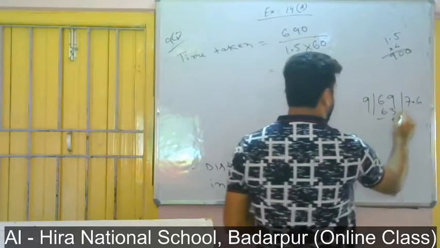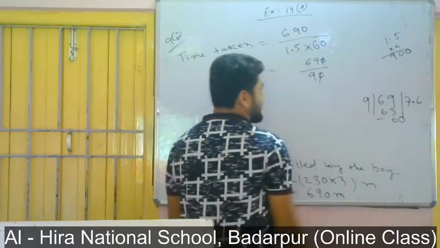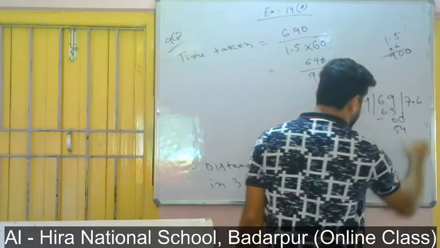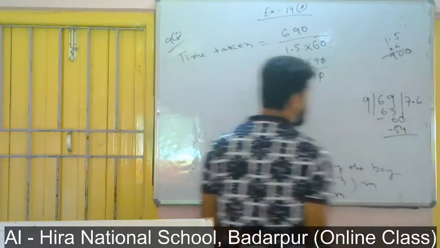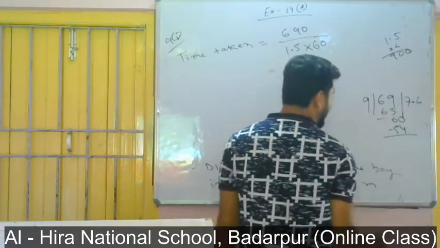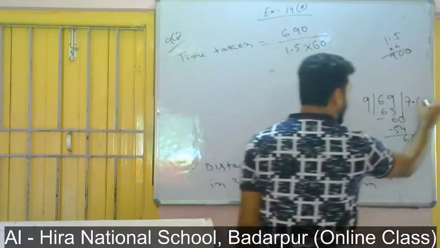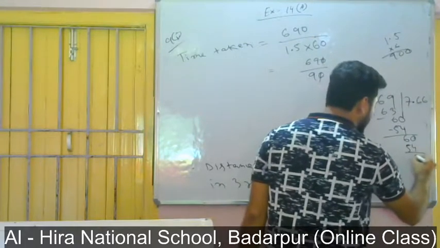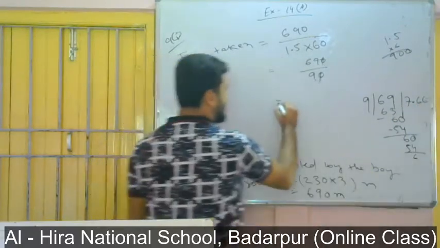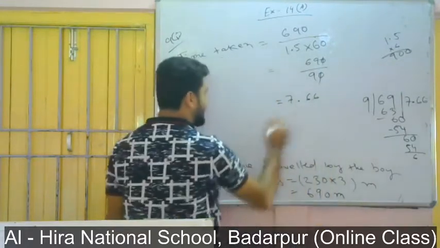Then point is there, so we'll put 10. Then 60, and 6 9 are 54, and 6 7 are 63. 9 7 are 63. So 6 9 are 54. So again 6 comes, point is there, again 60, again 6 9 are 54. Like this it will continue. Okay, so you can write 7.66.